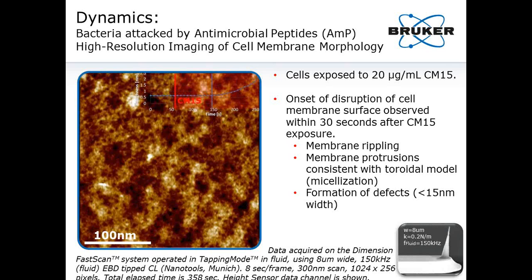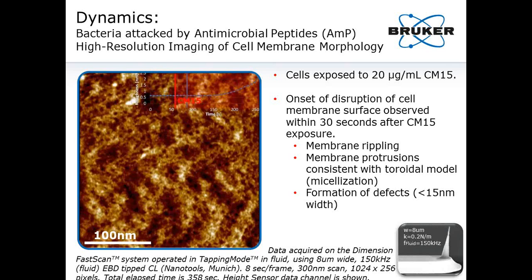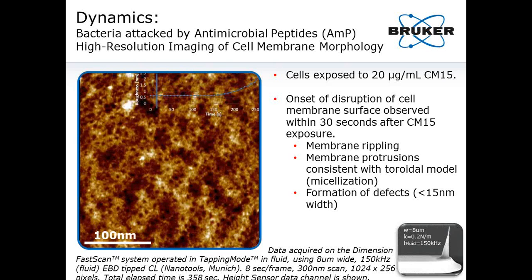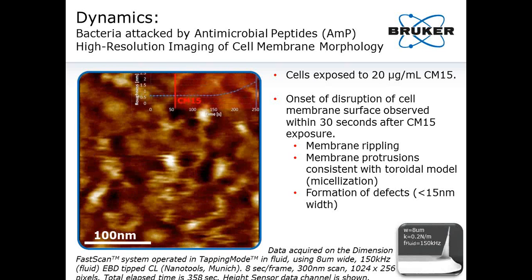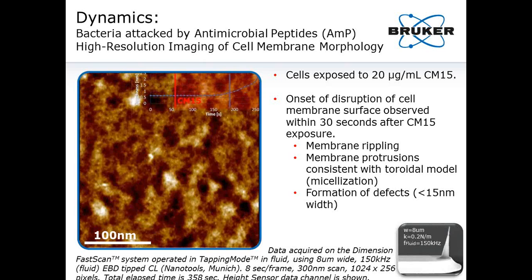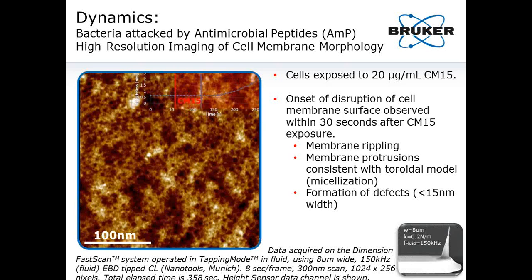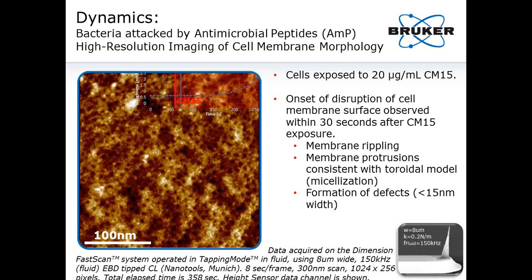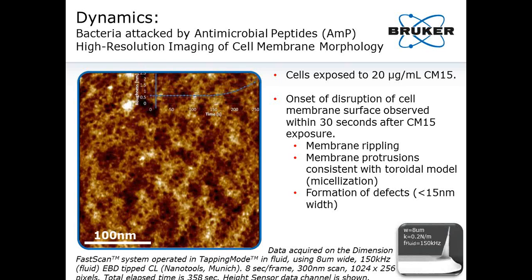Now watch the time series of the bacteria surface at this resolution. The movie consists of 45 frames, each taken within only 8 seconds. The data shows the roughening and disruption of the S layer in response to the CM15. This is consistent with the toroidal pore model, from which we expect eventual micellization of the cell membrane. The delay between CM15 exposure and onset of cell surface roughness increase can be seen in the synchronized graph on top.